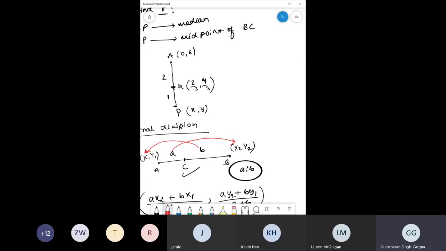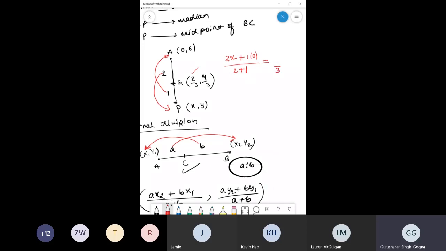Now I already know the point which divides the line AP, so it doesn't matter. I still need to use the formula. So how to use the formula? If I'm using 2, this ratio, I should pick the x coordinate of this point, which means 2 multiplied by x, plus if I'm using 1, I should multiply by the opposite x coordinate, which is 0. So 1 multiplied by 0, over the addition of the ratio, 2 plus 1. And this equals the x coordinate, which we already know, 2 over 3.